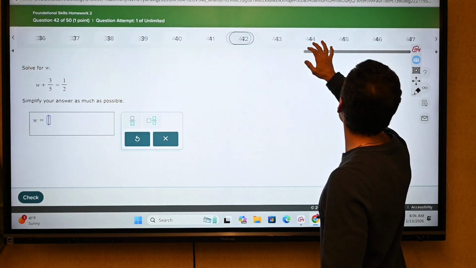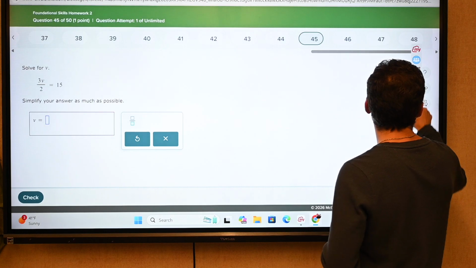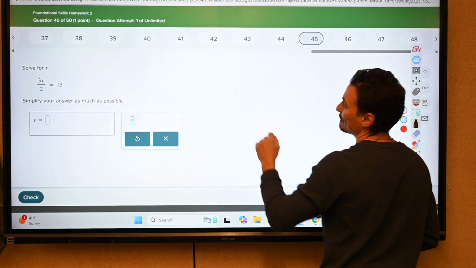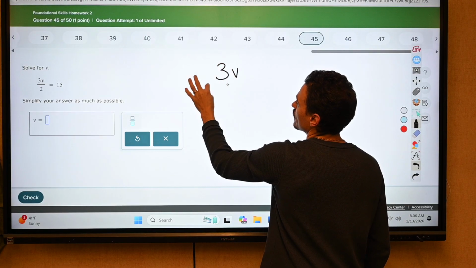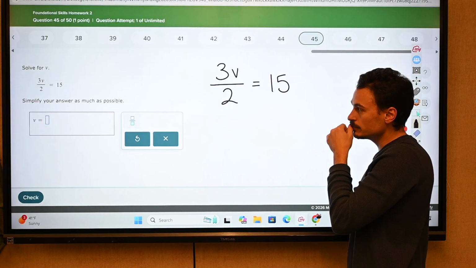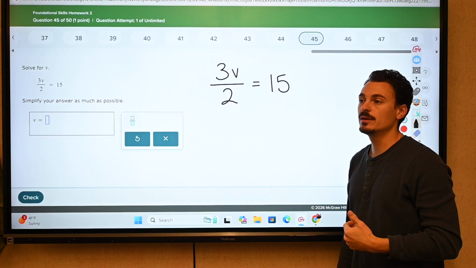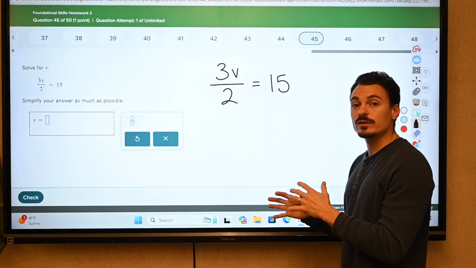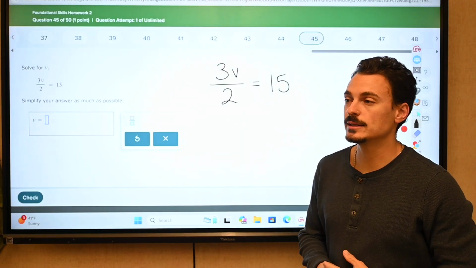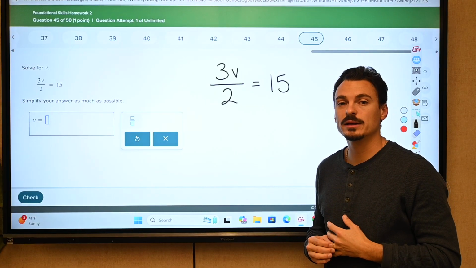Last one, here we go. 45 is the last one. So we have 3b over 2 equals 15. If you look at the notes from this unit, from solving equations, 2.1 and 2.2, you're going to see a side note that says we can remove fractions with multiplication.